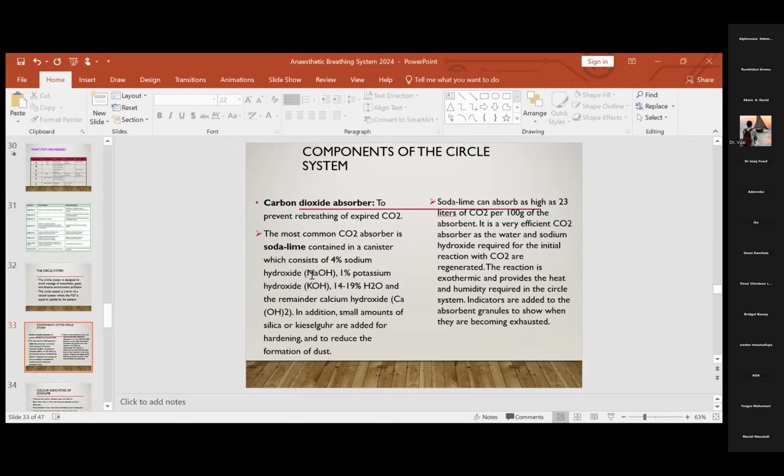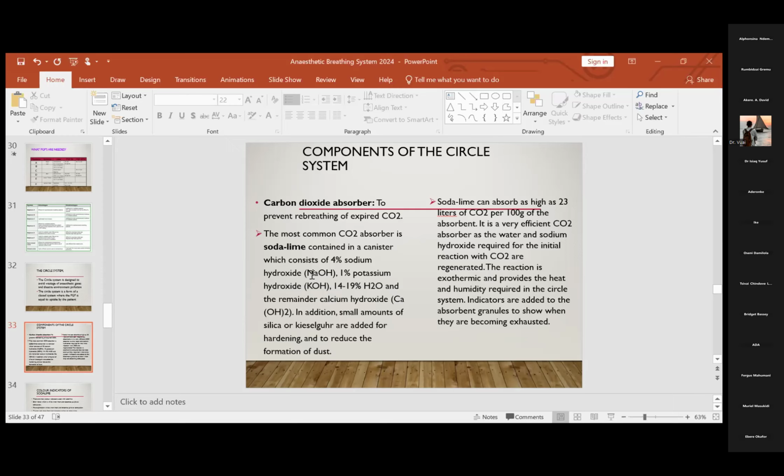Number 3 advantage of the soda lime is that the reaction between calcium hydroxide and carbon dioxide is exothermic. That it produces heat. So it heats up your inspired gases and reduces the risk of hypothermia. All right. And number 4 is that the water that is produced at the end of the reaction serves to humidify the system. So we have 4 basic advantages of your carbon dioxide absorber in the circuit system.